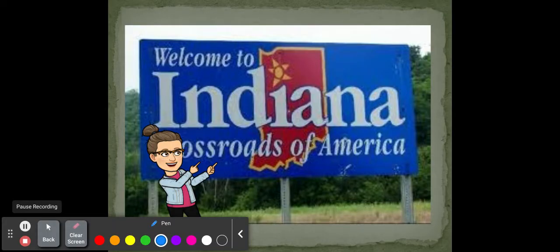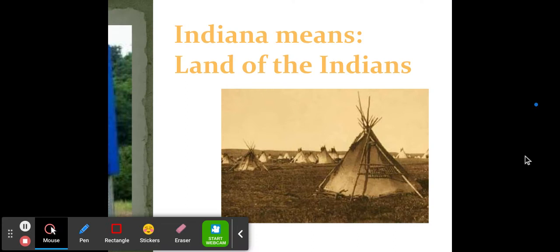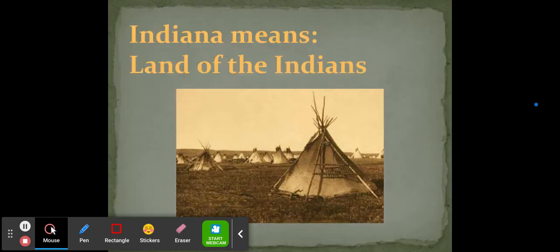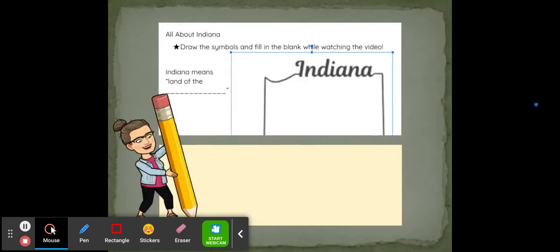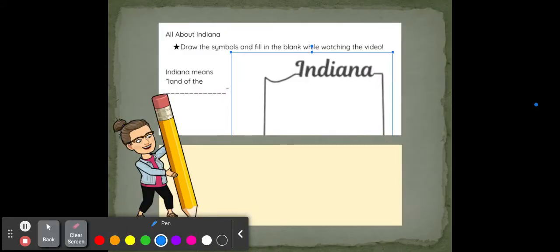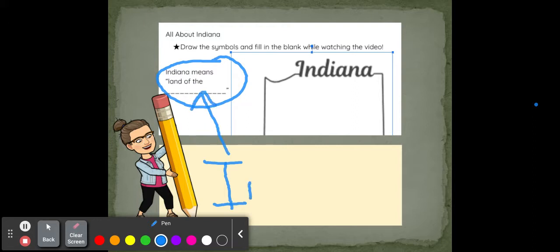Today I'm super excited to teach you all about Indiana. The word Indiana means land of the Indians. And so what I'd like you to do today is to get out your piece of paper that shows the map of Indiana. And you'll notice at the top we have a blank. It says Indiana means land of the, and we're going to write the word Indians right on that line. So you can use your pencil or you can use your blue crayon.